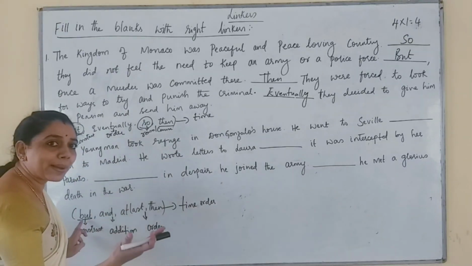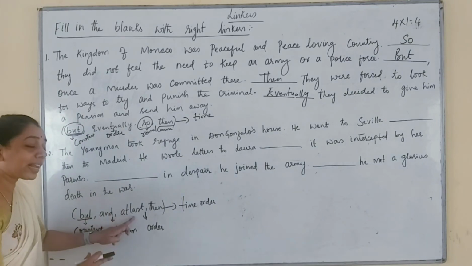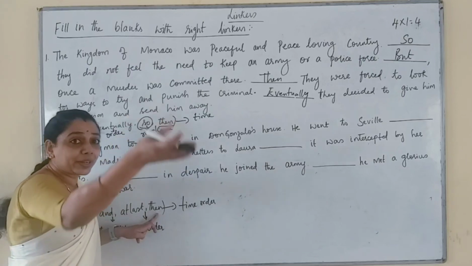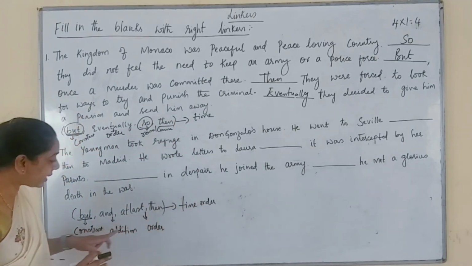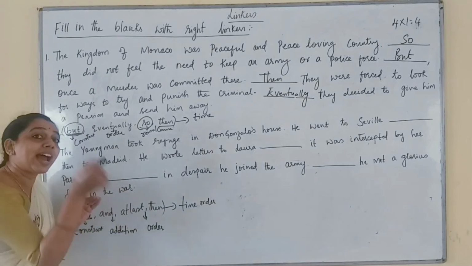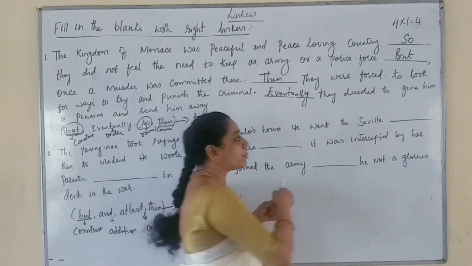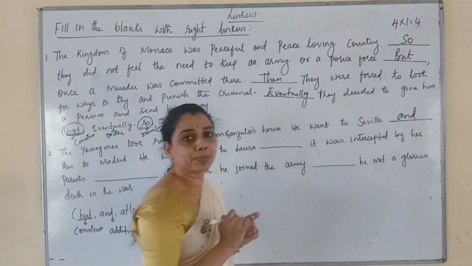You can't use but then to Madrid. Can you use it? Is but then to Madrid proper? No. If we say at last then to Madrid, seriously no. Then to Madrid? Impossible. So what is the proper linker here? And is addition. He went to Seville and then to Madrid. And is the proper linker.